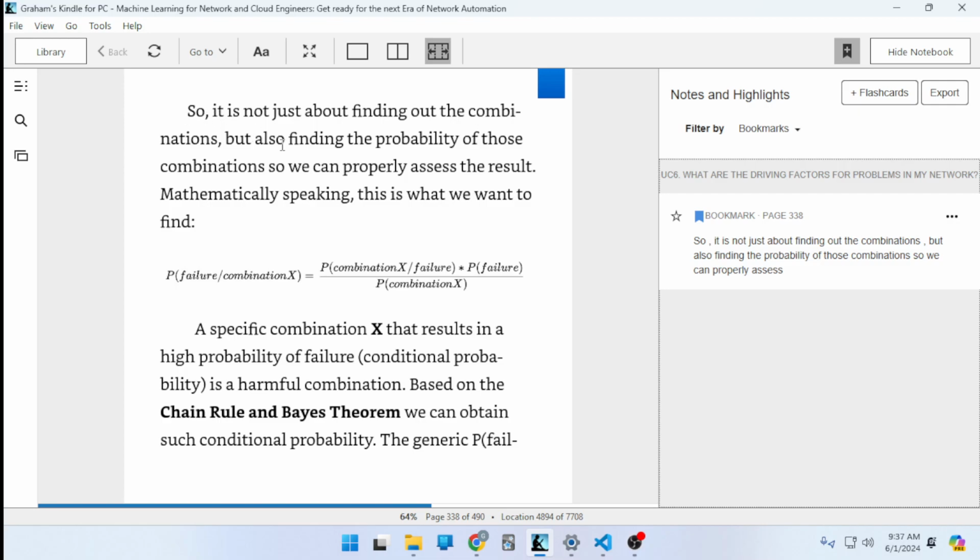So it is not just about finding out the combinations, but also finding the probability of these combinations so we can properly assess the result. Mathematically speaking, this is what we want to find. Okay, so really important to understand here.